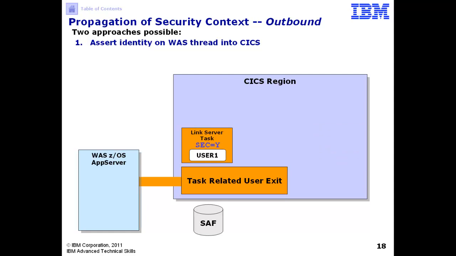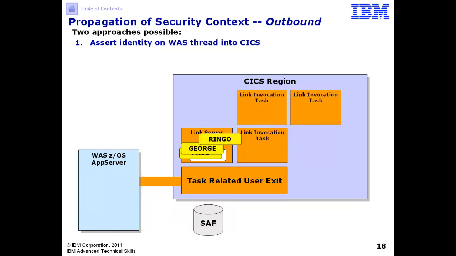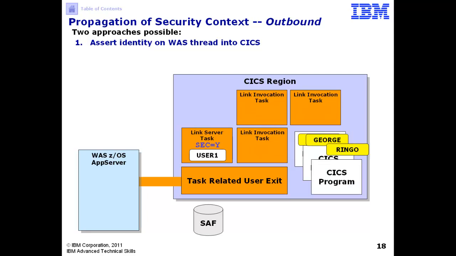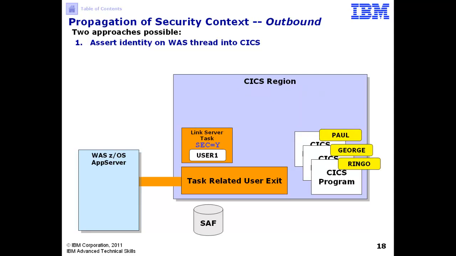Now imagine we have more users in WebSphere. They too perform an action that results in a call across WOLA into CICS. Their identities are propagated into CICS just like John's was. And just like with John, a link invocation task is started, one for each identity asserted into CICS. CICS performs a check against SAF for each of the identities, just as it did with John. The individual invocation tasks perform a direct program link of the named CICS program. The individual IDs are used.